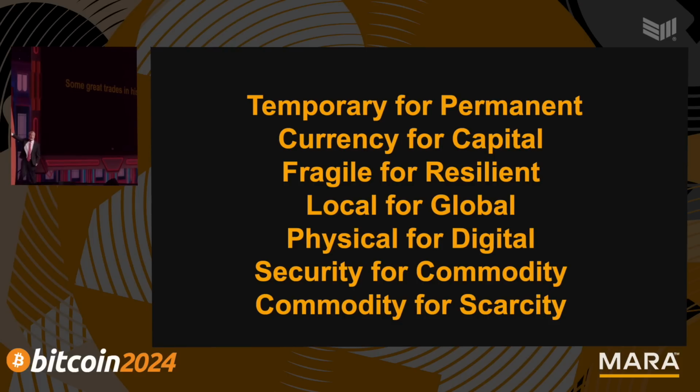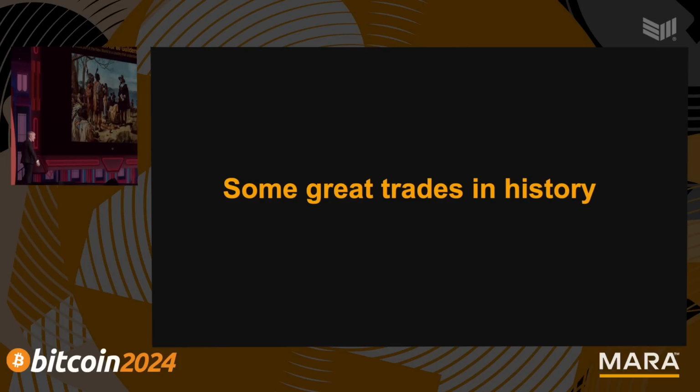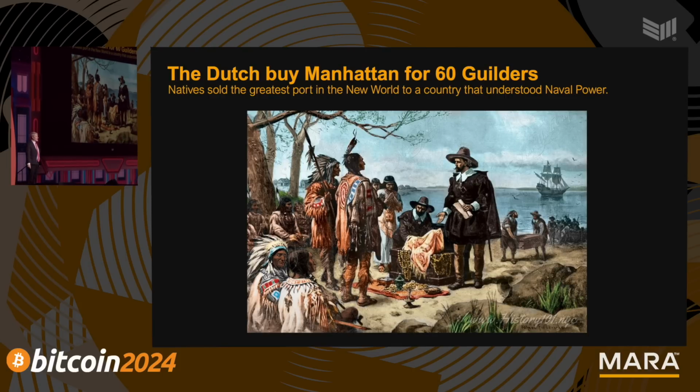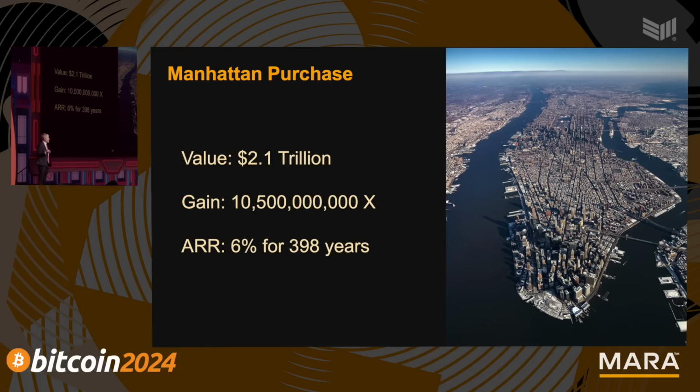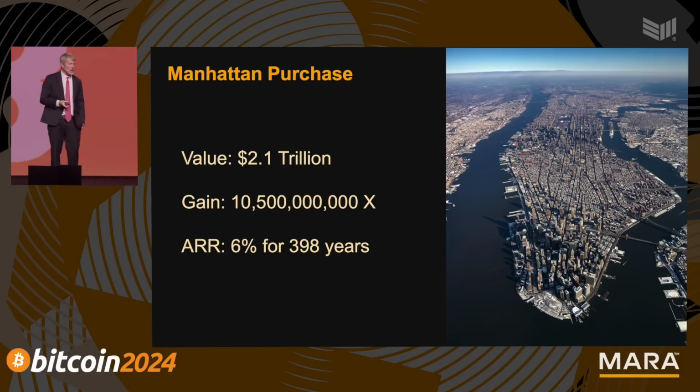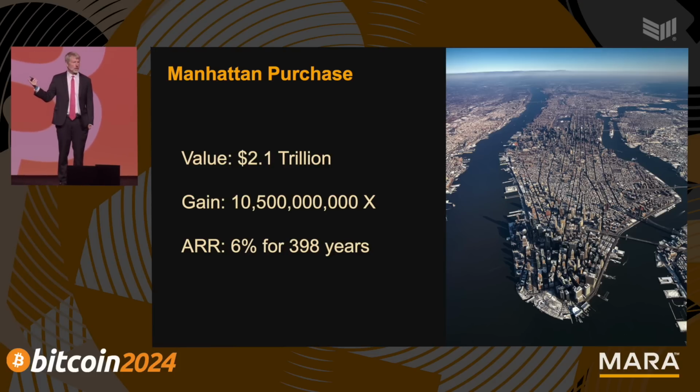So let's talk about some great trades in history, some trillion-dollar trades. The Dutch understood naval power. They understood ships. They had thousands of them. They bought the best port in the New World for a couple of hundred dollars in plastic and textile trinkets. And that's worth $2.5 trillion today. It was an investment that's returned 6% for 398 years straight. It's a 10.5 billion X return. And if you think about it, you're like, why would I actually give up the best port in America for a bunch of textiles and plastic and glass? But the people that sold it to them didn't understand naval power. If you don't appreciate the reason you're going to want the property, you won't value the property.